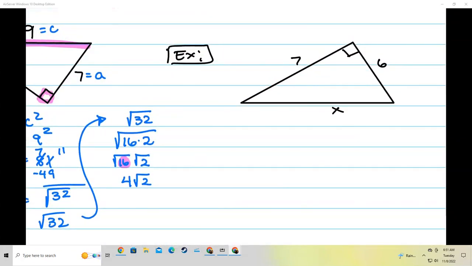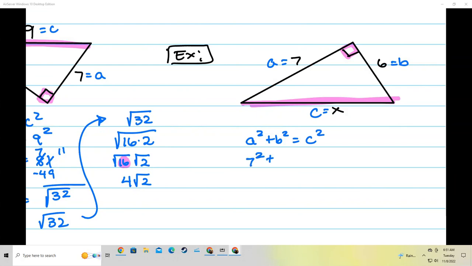Okay, last one. I have two sides of a triangle. We're trying to find the third. I have a right triangle. That means this time C is my hypotenuse, which means my X is my hypotenuse. So that one's the one that's got to go by itself. I'm going to call this one A. I'm going to call this one B. I get A squared plus B squared equals C squared.